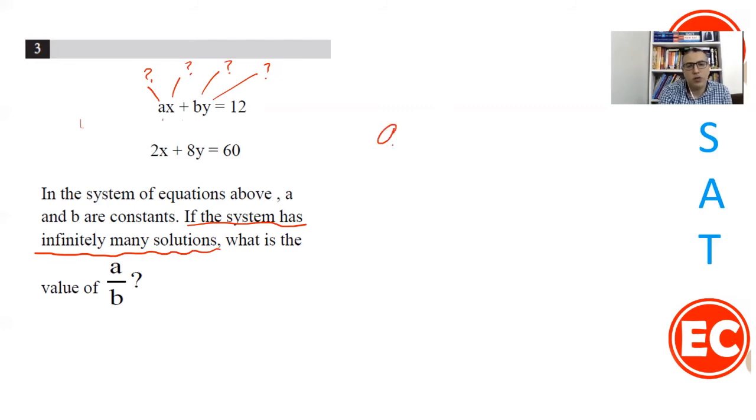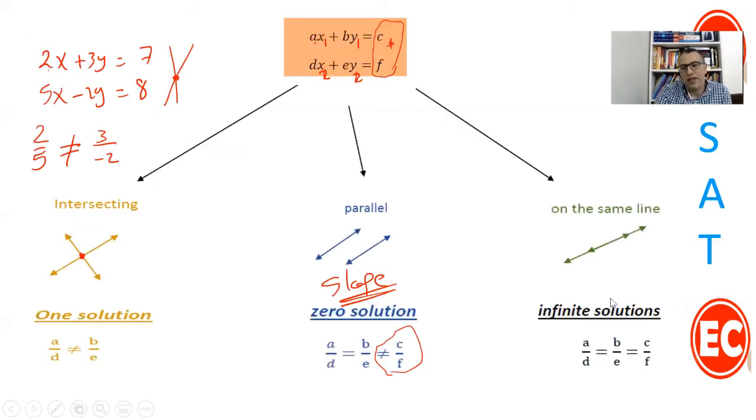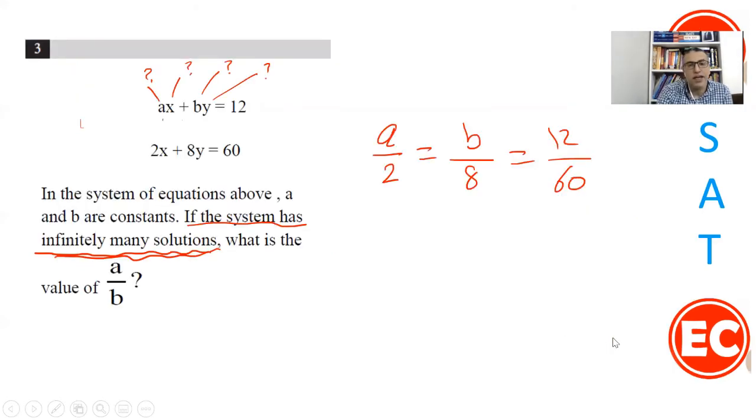Ratio between what? The ratio between a and 2 is the same as the ratio between b and 8, which is the same as the ratio between 12 and 60. Why are all of them equal in ratio? Because of infinitely many solutions. As we said a few seconds ago, if you have infinitely many solutions, all 3 have the same ratio. Now, I wanted to find the ratio of a divided by b. Do you know that a over b is the same as 2 over 8? So the answer is 1 over 4.